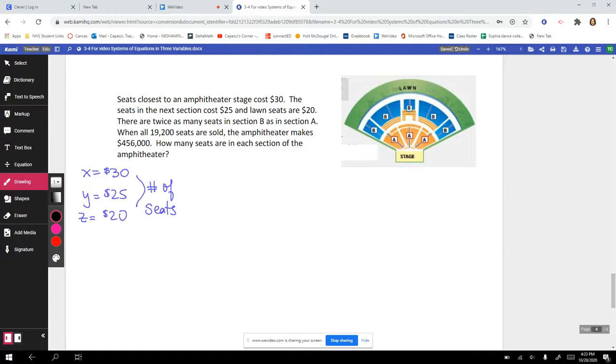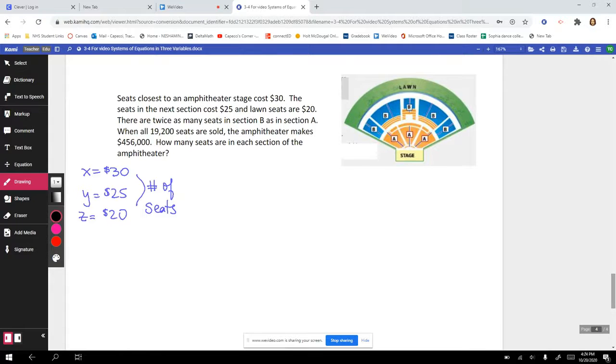All right, last one. Everyone loves a good word problem. So here we go. Seats closest to an amphitheater stage cost $30. The seats in the next section cost $25, and lawn seats are $20. So let's think about that. It does make sense, right? That anything close will cost more, anytime you've been to a concert or any sporting event. That makes sense. There are twice as many seats in section B as section A. That might be important, along with our prices. We also know that there's 19,200 seats. It says when all 19,200 seats are sold, the amphitheater makes $456,000. How many seats are in each section?